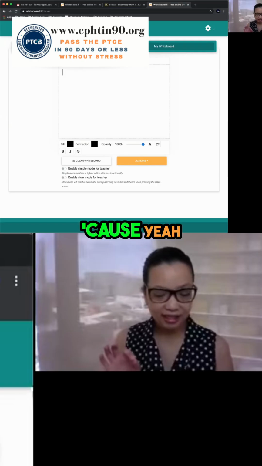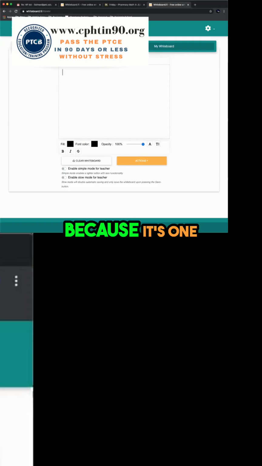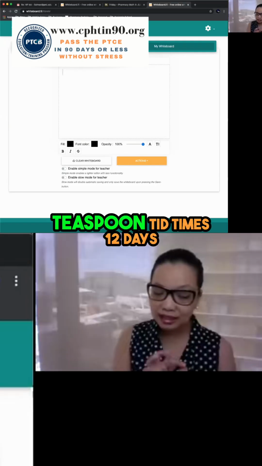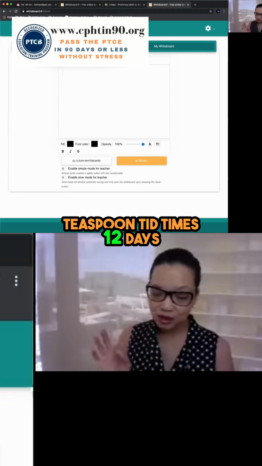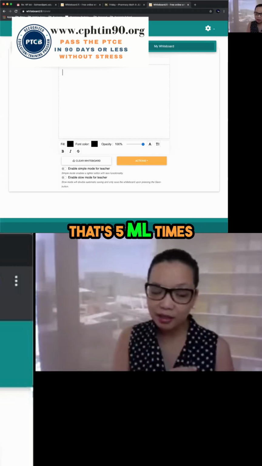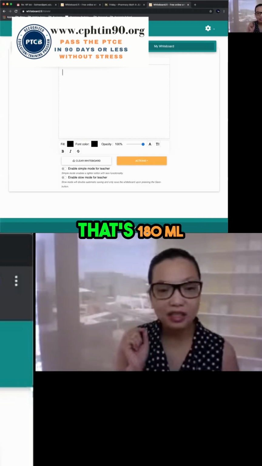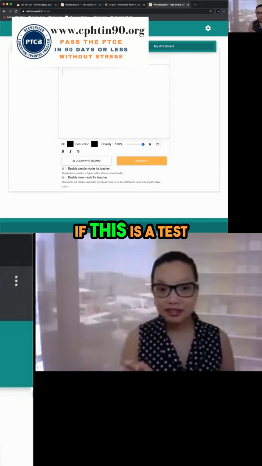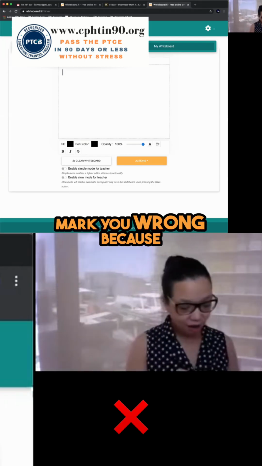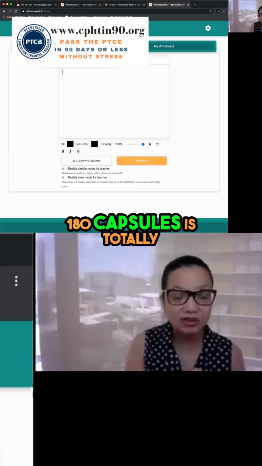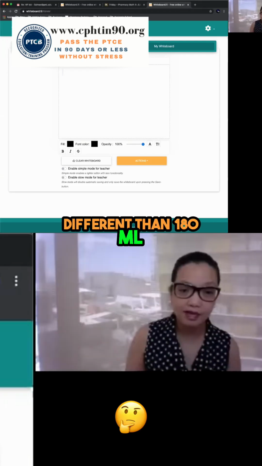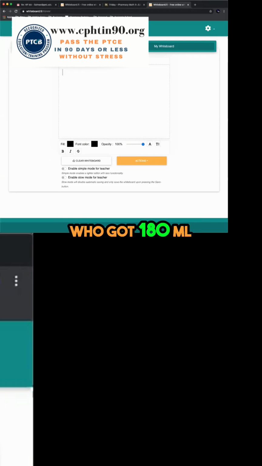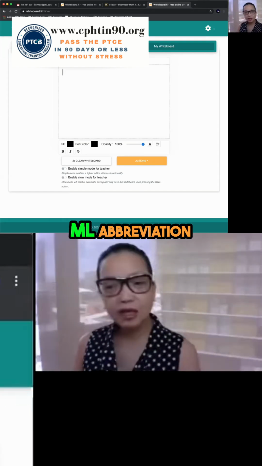Why? Because it's 1 teaspoon TID times 12 days. So that's 5 ml times 3 times 12. That's 180 ml. Okay? So if this is a test, I will have to mark you wrong because 180 capsules is totally different than 180 ml. Get it? Who got 180 ml? Hands up.